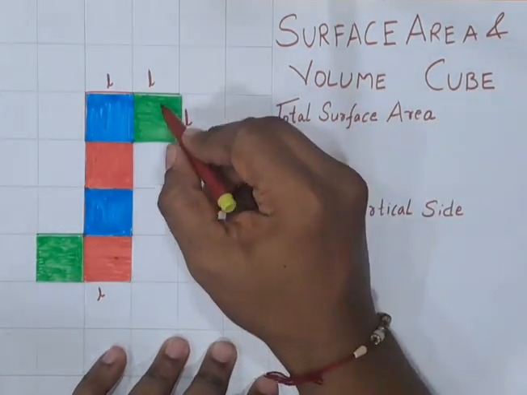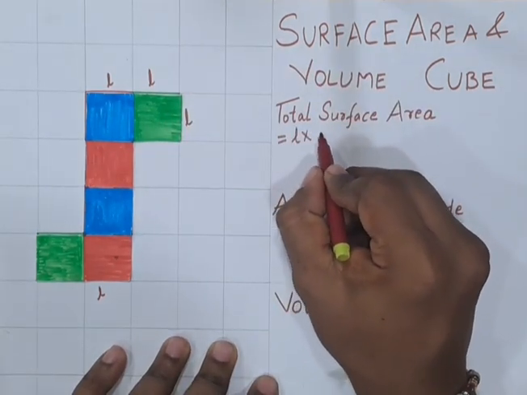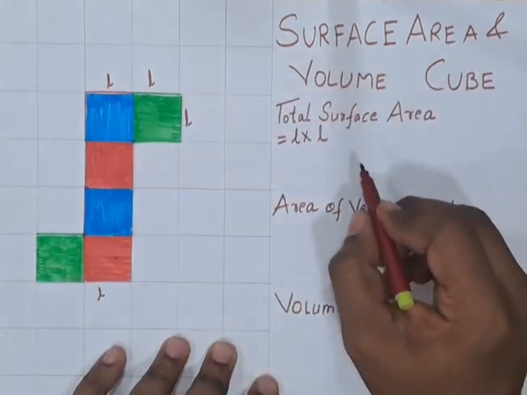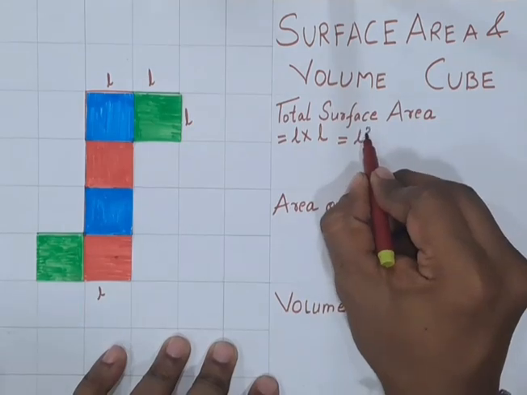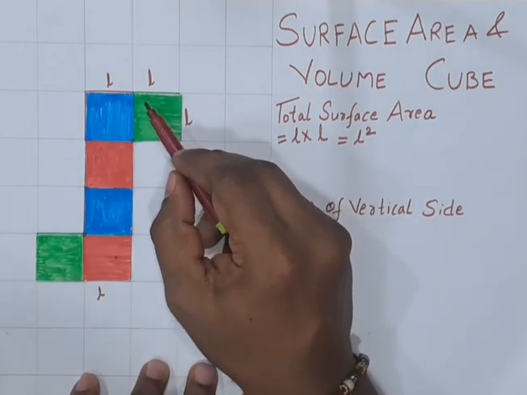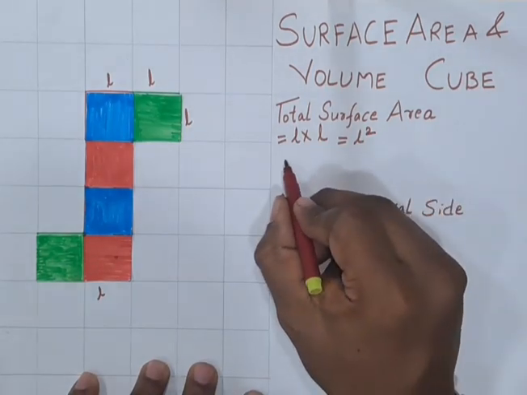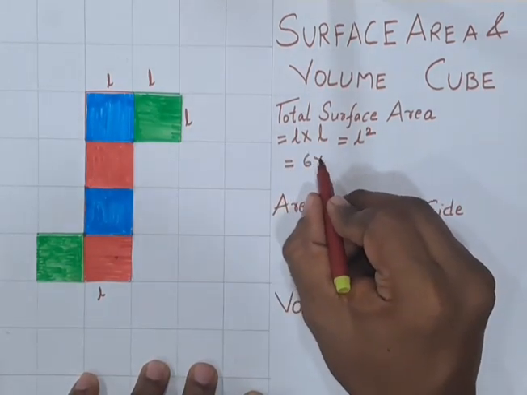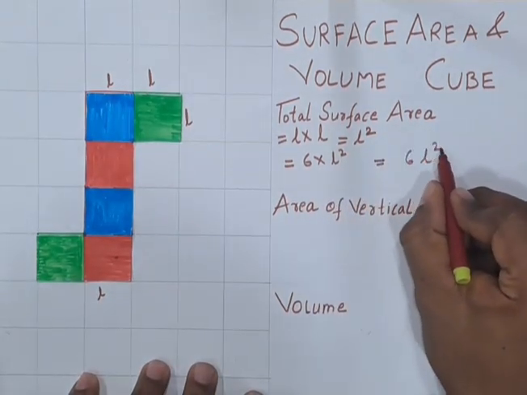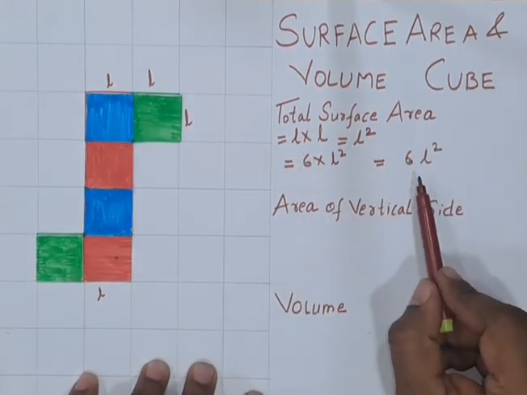First, the area of the green portion will be length into length, so this portion into this portion gives the area of the green portion. We can write it as L square. Next, we multiply it by 6 because the cube has 6 surfaces, which we can write as 6 into L square, that is 6L square. So basically the total surface area of a cube is 6L square.